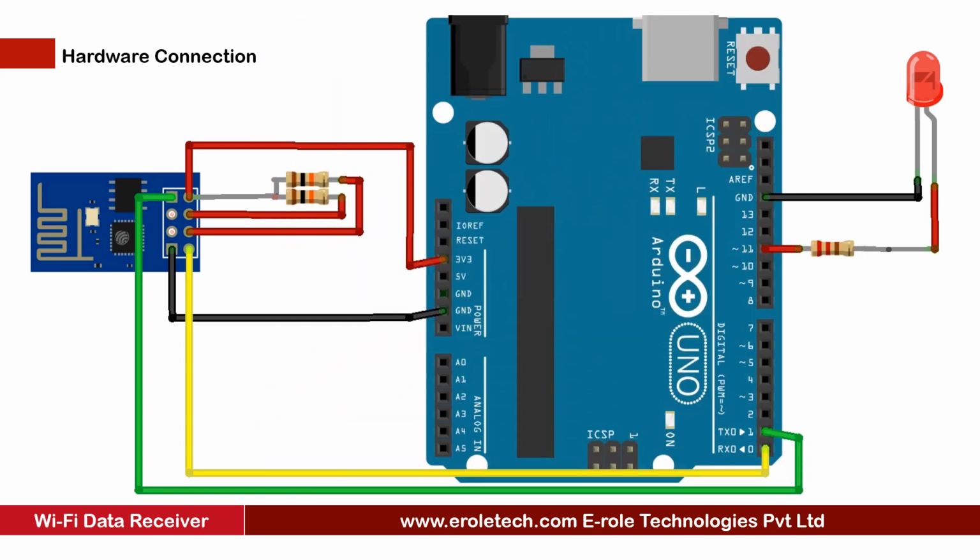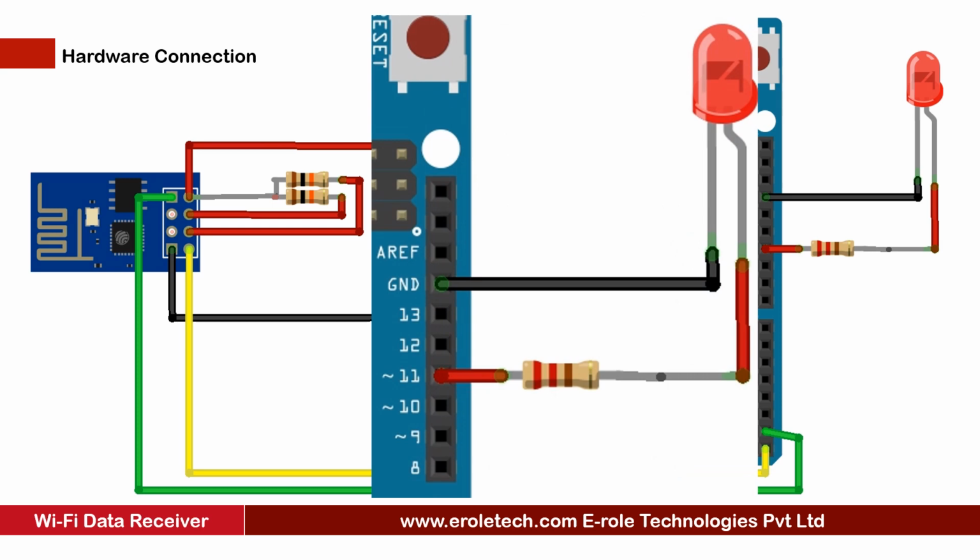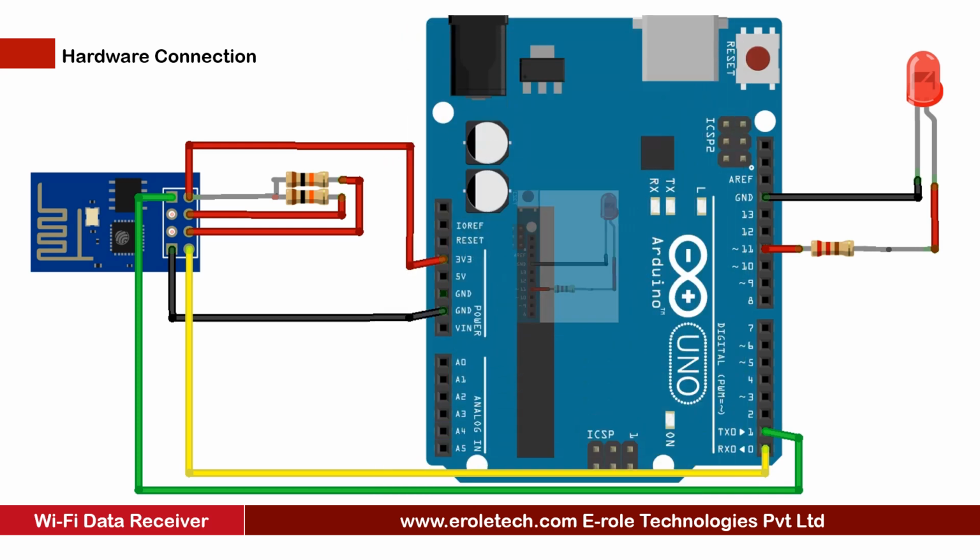We have connected the LED's positive terminal with Arduino's pin number 11 through a 1 kilo ohm resistor. Resistor protects the LED from high current and voltage, so it is also called a current limiting resistor. Negative terminal of the LED is connected to the ground pin of Arduino.